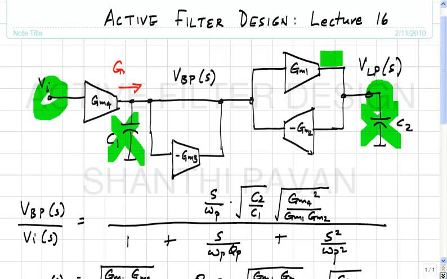GM4 Vi. Okay. And where must that current flow? It must only flow through GM2. It can't be coming from GM3 because we just concluded that the voltage at that node is 0. So this current must be GM4 Vi. If this current is GM4 Vi, then this voltage must be GM4 by GM2 times Vi. Does it make sense? Okay.